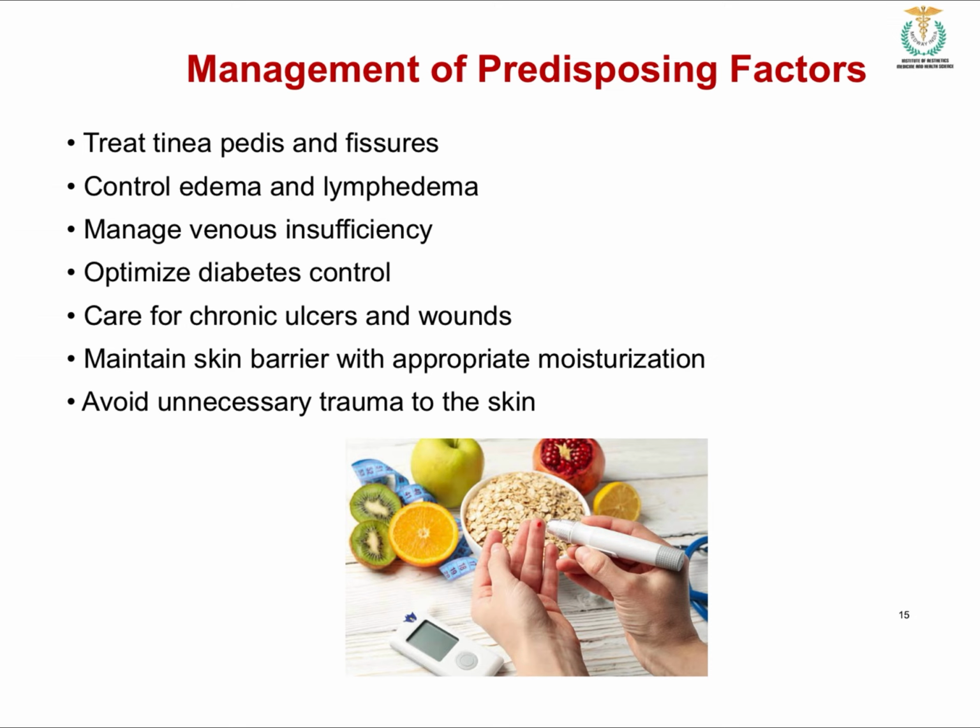appropriate edema management should be done. It's very important. And venous insufficiency, you have to manage. It should also be addressed. Diabetes should be appropriately managed. And chronic ulcers and wounds require proper wound care. And maintaining the skin barrier is also important. So remember, if you only treat the cellulitis and ignore the underlying risk factors, recurrence is more likely. So these are the management of predisposing factors of the condition.